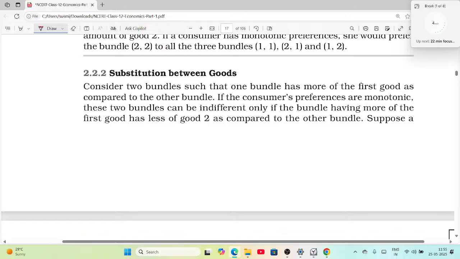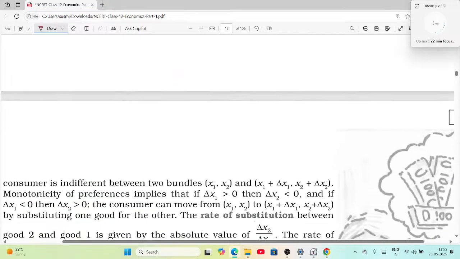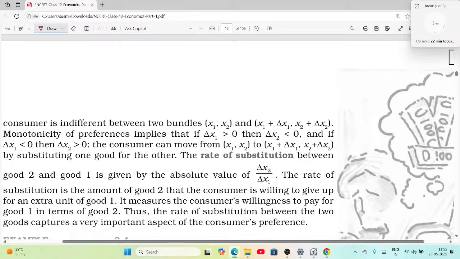More of the first good has less of good two compared to the other. Suppose the consumer is indifferent between the bundle (1, x1). If x1 is greater than 0, then x2 is less than 0.